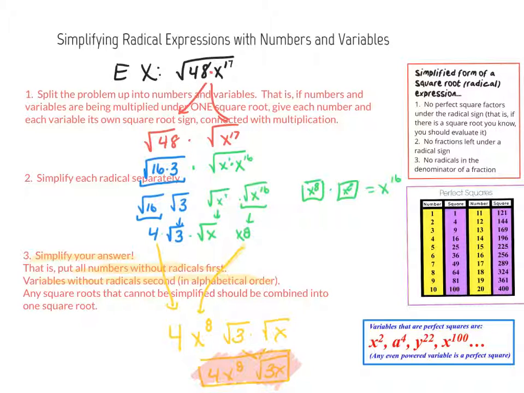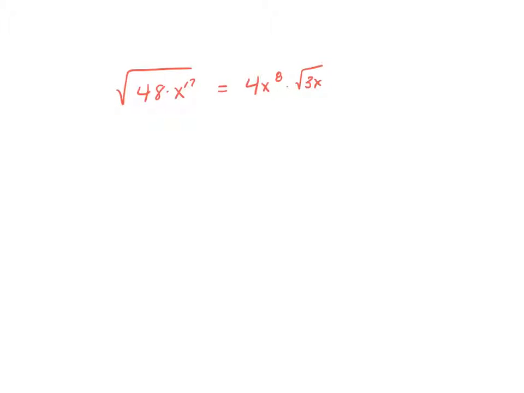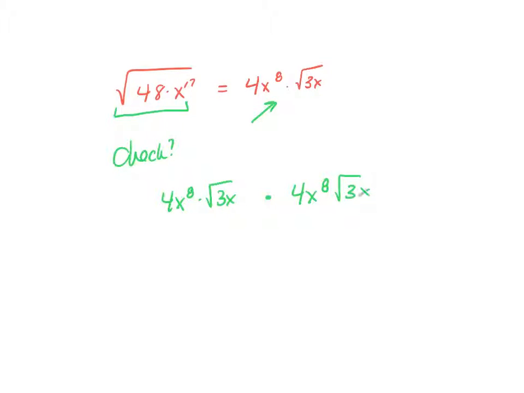Now you might be asking, how do I know if I'm right? That's a big problem. So again, we just thought that we simplified this problem into that. So how would we check? Well, by definition, if we took 4x to the 8th and multiplied it by itself twice, I should get the original thing under the square root. So let's check to see if that happens.